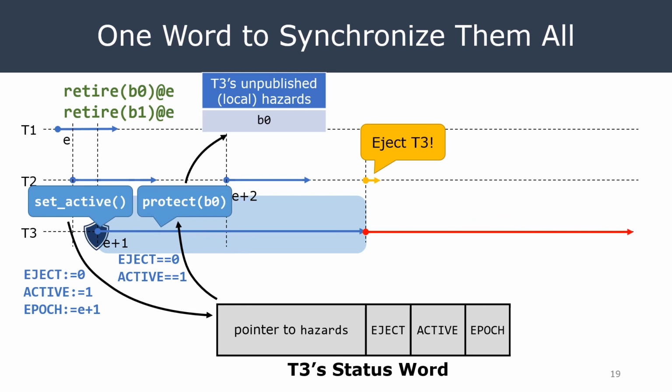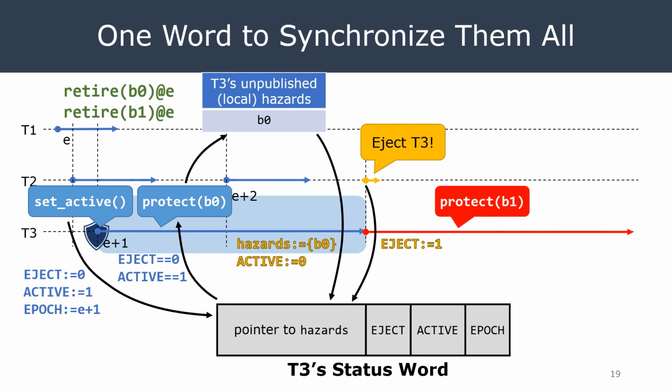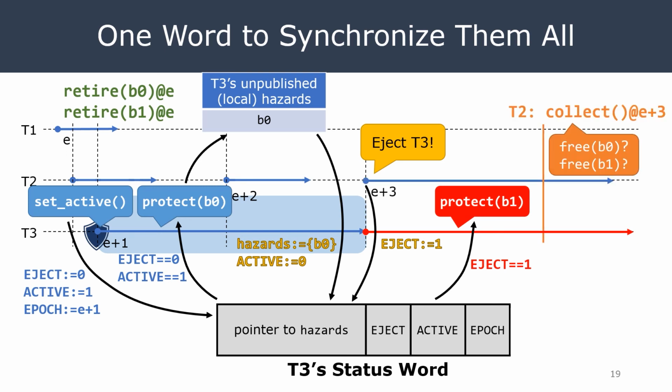When T2 ejects T3, it first marks T3 as being ejected. Then, it publishes T3's hazard list and marks T3 as inactive. When T3 tries protecting B1 after ejection, it notices that it is ejected, and therefore the protection fails. Finally, let's consider the collect function called at E+3. First, it cannot free B0 because it is in the published hazard list. On the other hand, it can free B1 because the protection has failed.